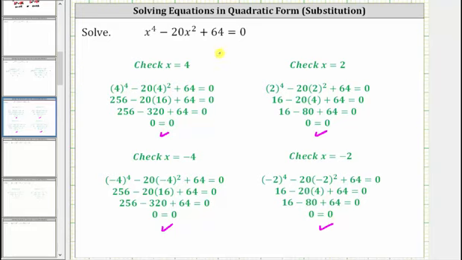And therefore, this equation has 4 solutions. Again, x equals plus or minus 4, or x equals plus or minus 2.